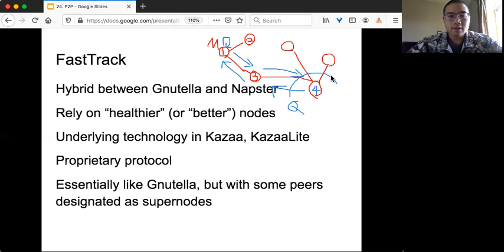Okay. And there are also other versions trying to combine the two, between Gnutella and Napster, so that there's a notion of super peers or super nodes. It's actually the underlying technology for Kazaa and Kazaa Lite, but it's not really open source. But I think right now it's still a somewhat popular way of doing P2P file sharing.